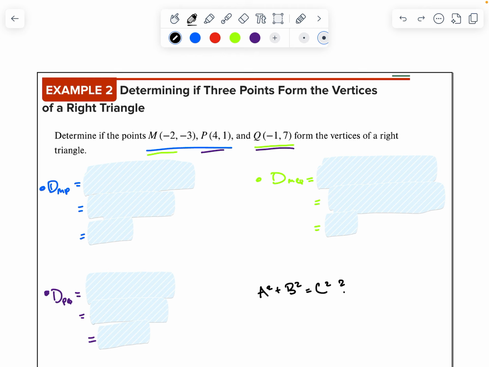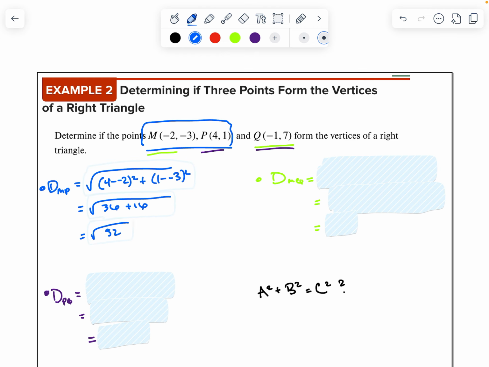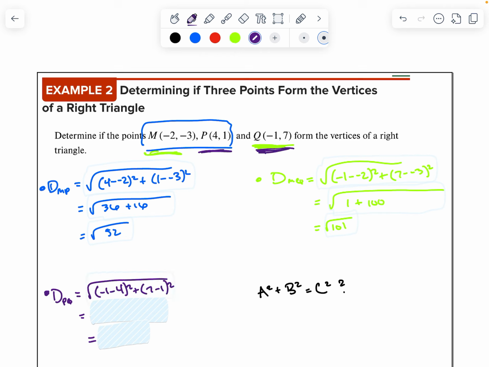Let's see how long each of those sides are. To find the lengths of the sides, we could just do the distance between any 2 points. So the distance between M and P is the length of one of those sides. The distance between M and Q is another side. The distance between P and Q is the final side. And what we need to know is the smaller of those two, the 52 and the 61.